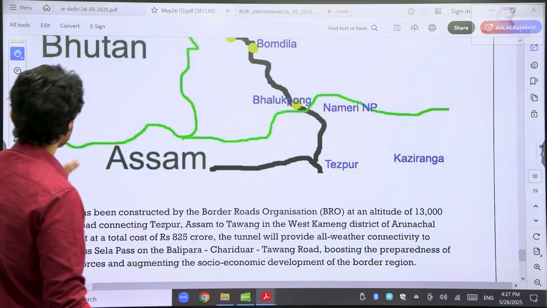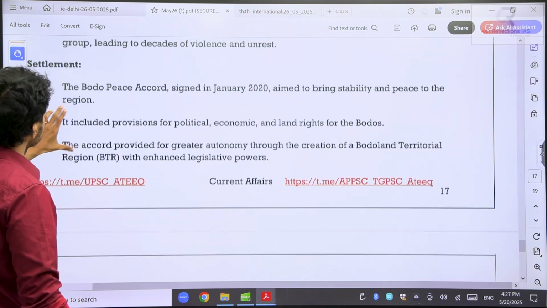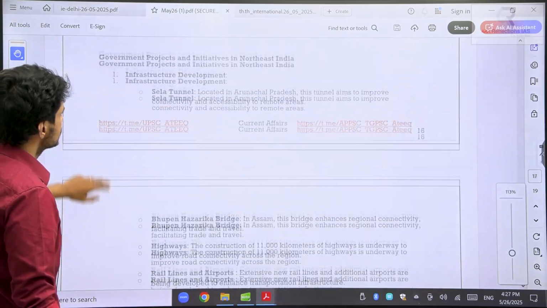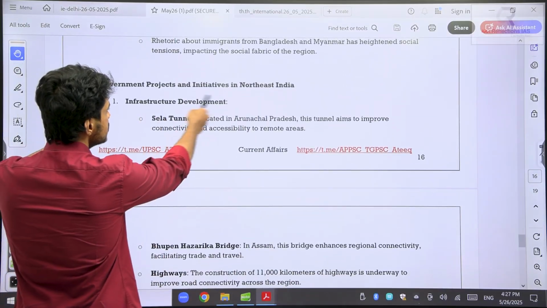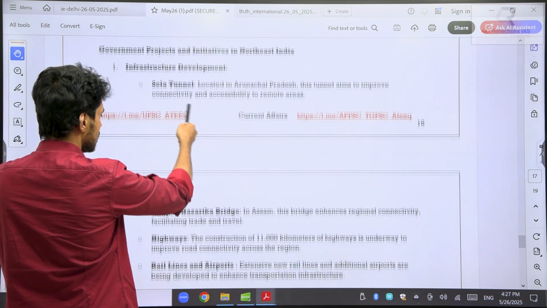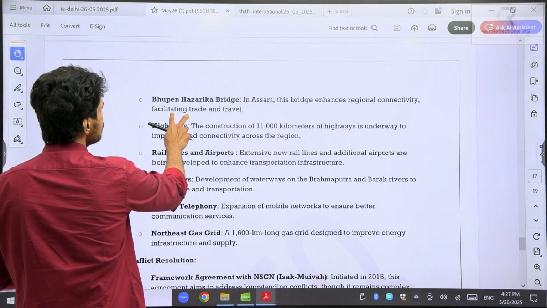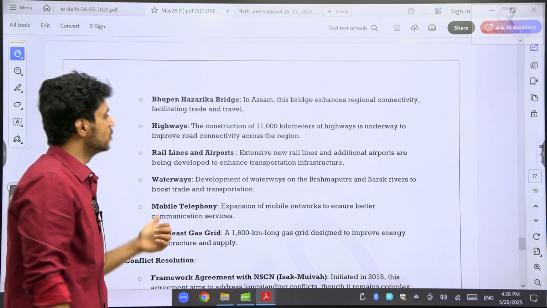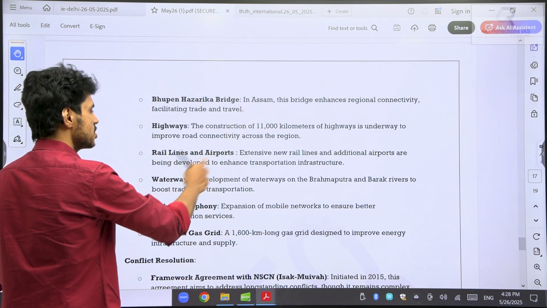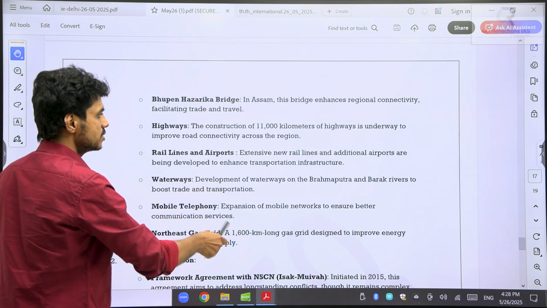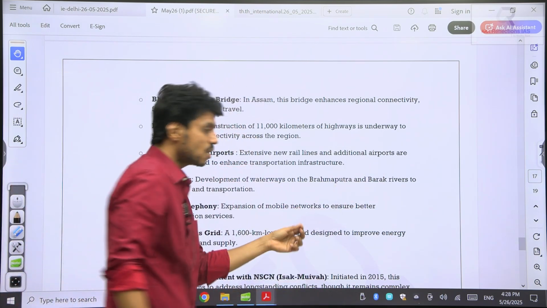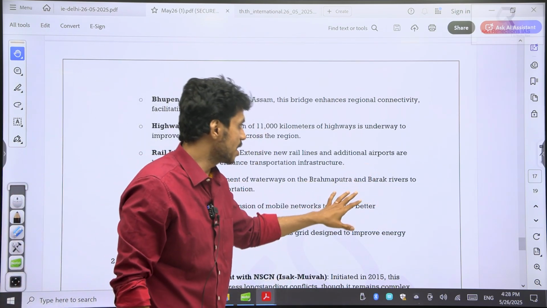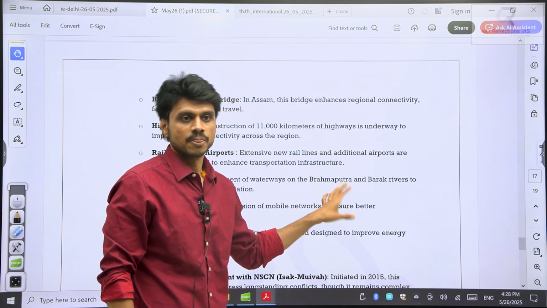Chalo. So now see, in the northeast part, we have progressed. Now we are able to do various things. See here, what are the various initiatives being taken up by the government? Sela Tunnel. In the same way, there is also the Bhupen Hazarika Bridge in Assam. This was also given in the editorial. Then highways are being constructed, which I have mentioned, railways, and waterways on the Brahmaputra and the Barak River. Now I want you to see tomorrow, once you are home, where the Barak River and the Brahmaputra are on the map.